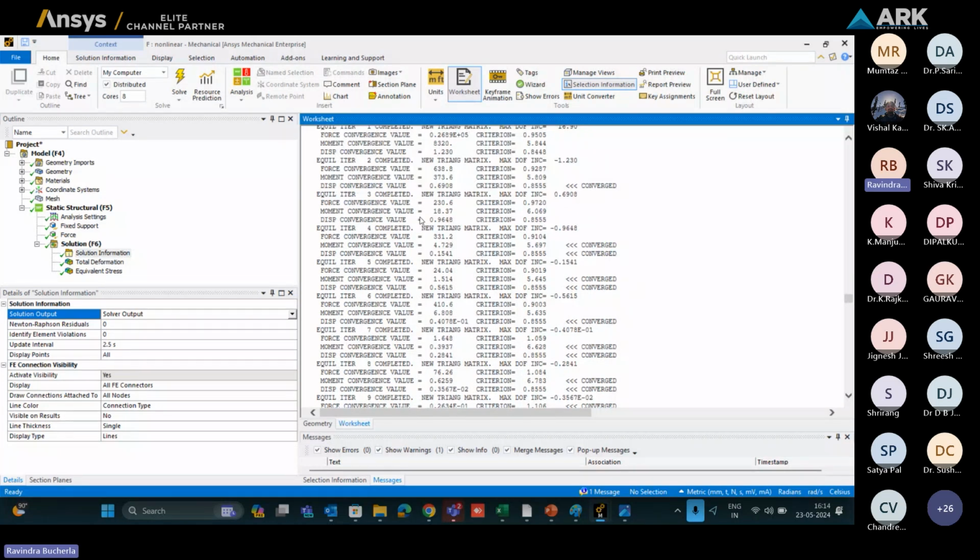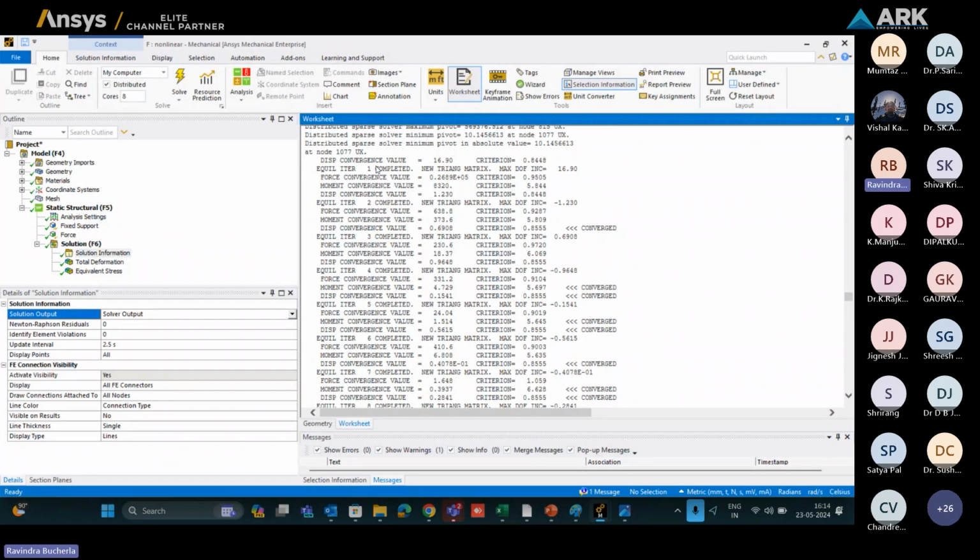And now you can see in the first iteration, the force convergence value is not less than or equal to the criteria, so it is not converged. Moment also not converged. Displacement also didn't converge. In the second iteration, displacement converged, meaning the displacement convergence value is less than the criteria. If this value is less than this value, it converges. Only displacement converged here. Similarly, in the next iteration, it didn't converge.